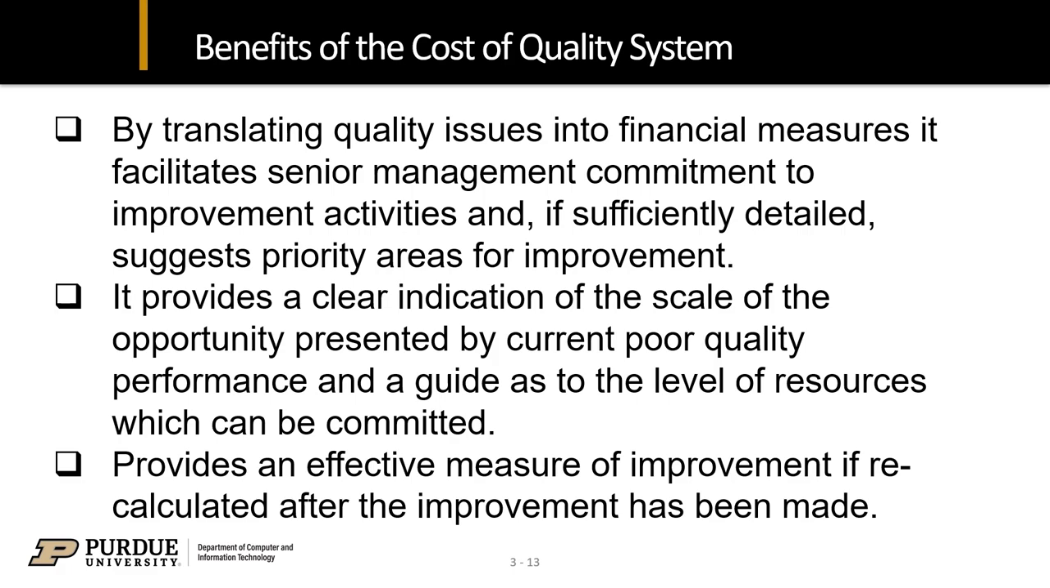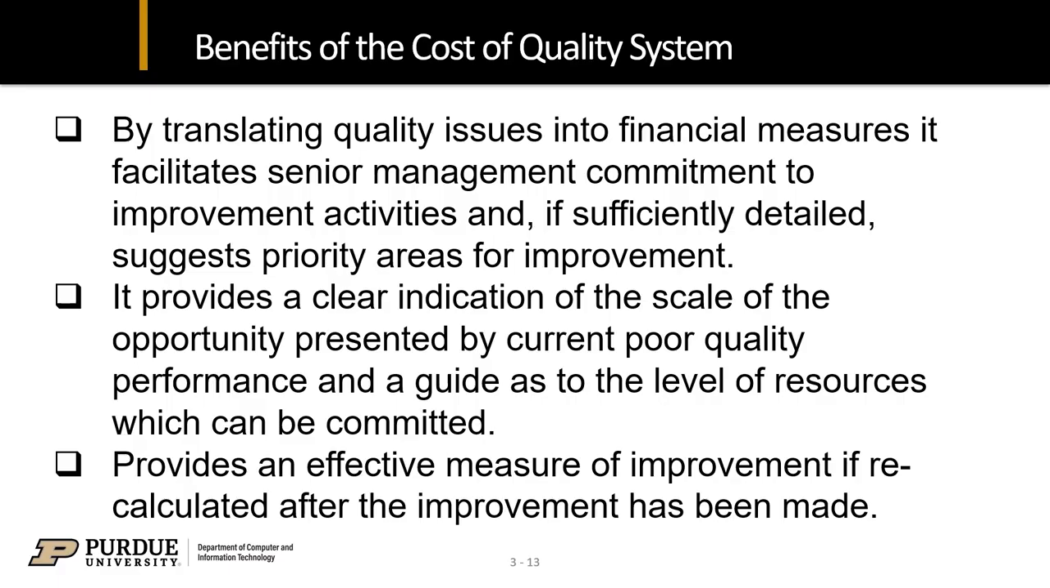So the benefit of using the cost of quality system is that we can translate quality issues into financial measures. And senior management and accountants love to see things in terms of dollars. Number two, it provides a clear indication of the scale of the opportunity presented by current poor quality performance and a guide as to the level of resources which can be committed. And it provides an effective measurement of improvement if recalculated after improvement has been made. So again, we can recalculate those costs to see if we have improved.